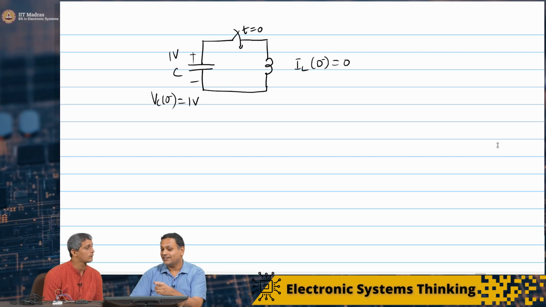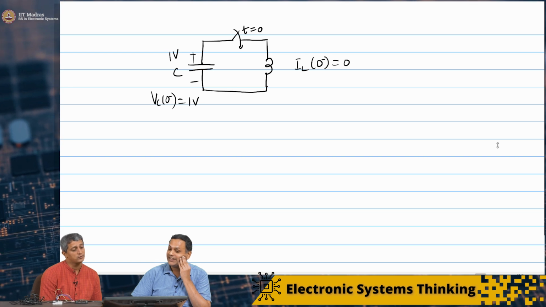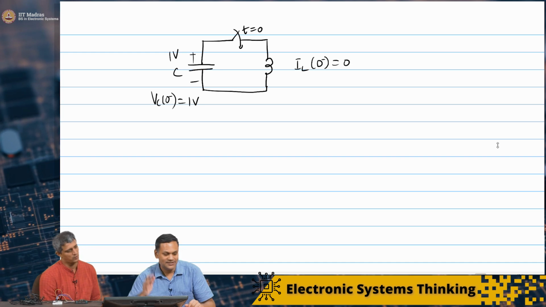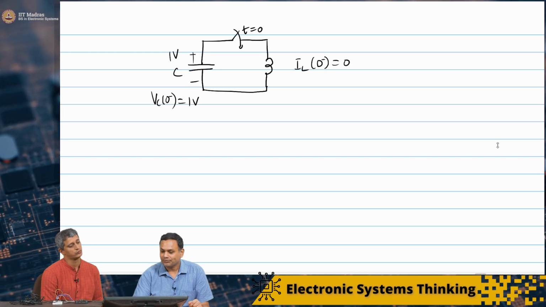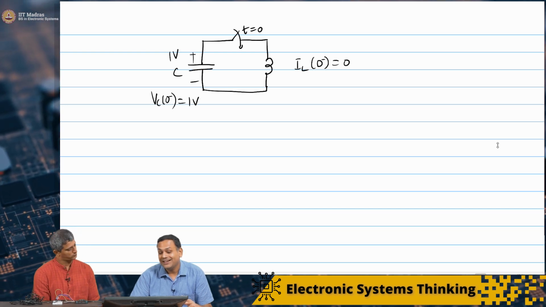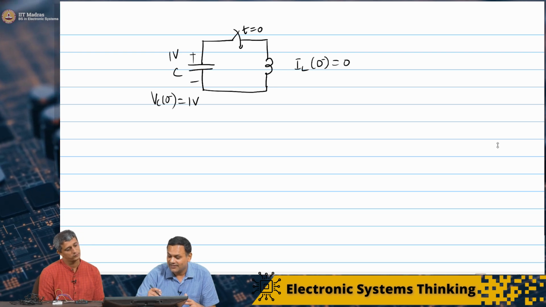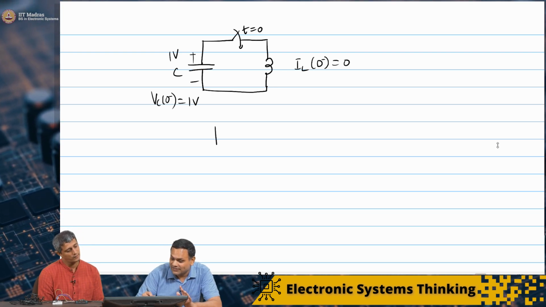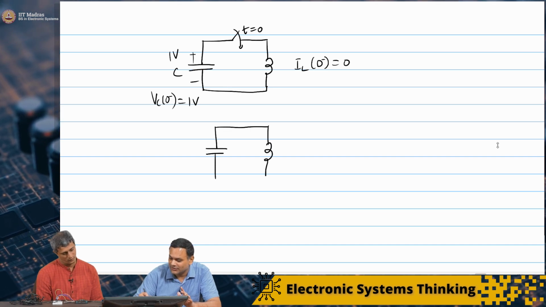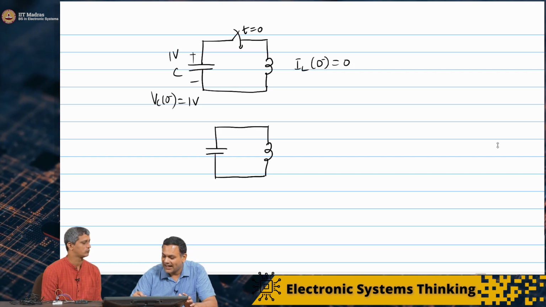So now we can write the differential equation for this system. Let's do that. Okay, so I need to write my current. Now after the switch is thrown, the system looks like this, and I can write down the equation.